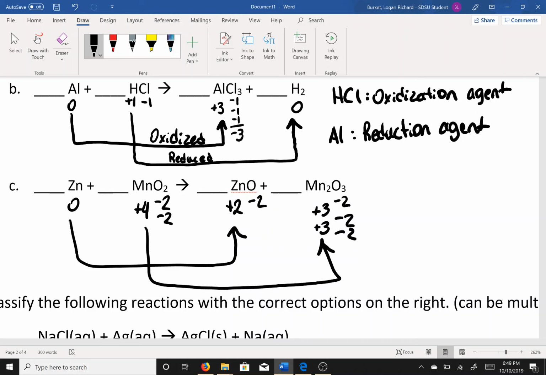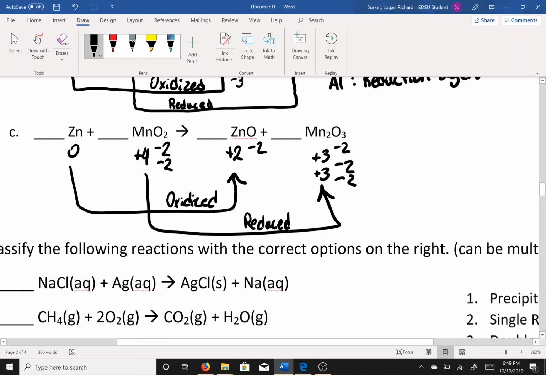Zinc is gaining charges or losing electrons, meaning it is oxidized. And manganese is losing charges or gaining electrons, therefore it's reduced. What I mean by losing charges, on the left side, manganese has a +4 charge, on the right side it has a +3. So it is going from 4 to 3 or losing 1 charge. On the left side, zinc is going from 0, and on the right side it has 2, so it's going from 0 to 2, and it's gaining 2 charges, which means it's losing electrons.